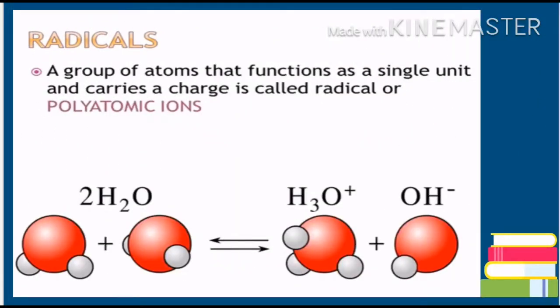Next one is radicals. A group of atoms that functions as a single unit and carries a charge is called a radical or polyatomic ion. It means a group of atoms like a molecule. When a molecule carries some charge, positive or negative, then it will form a radical. Like in this example, 2H2O, when combined they will form H3O positive and OH negative. They will form positive and negative radicals.